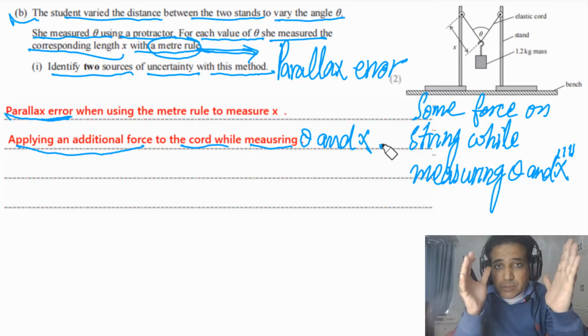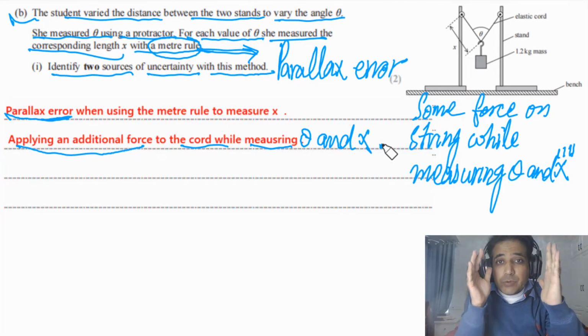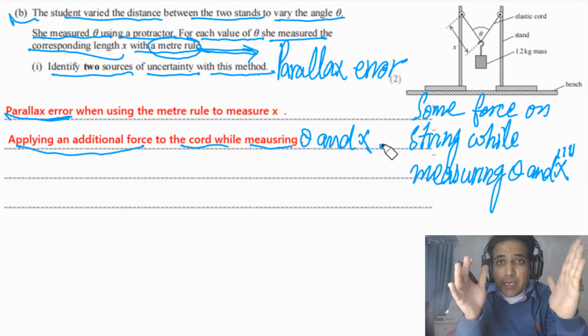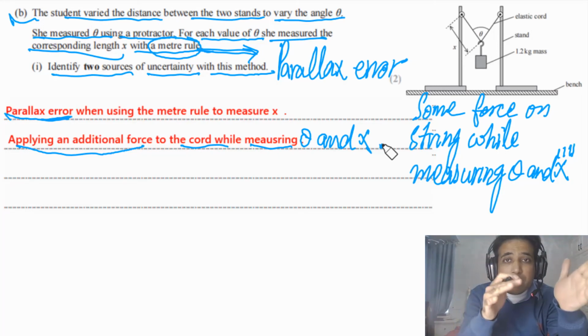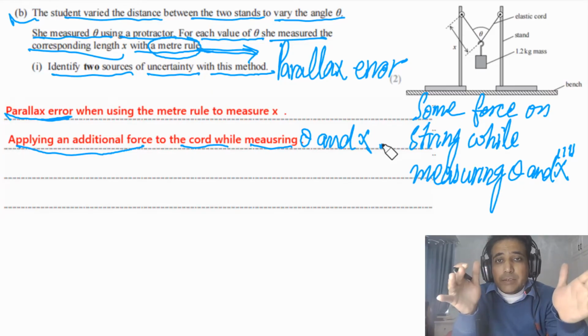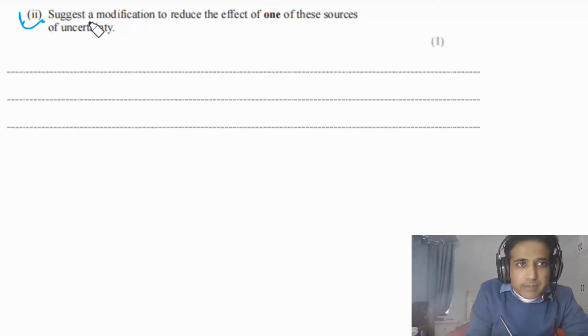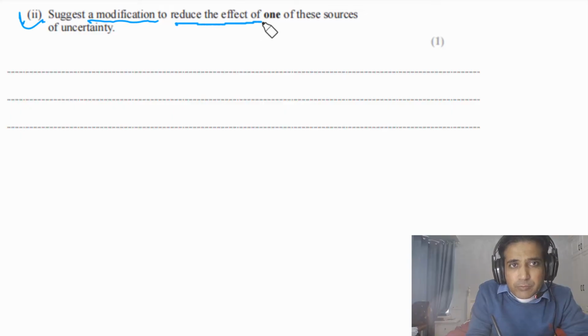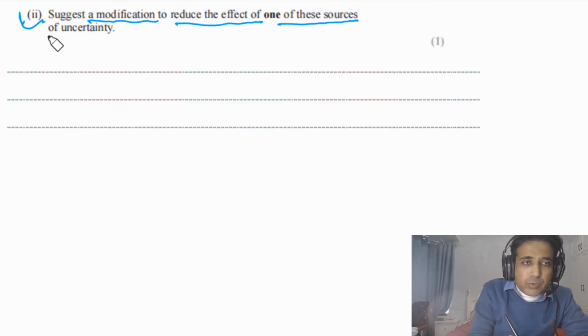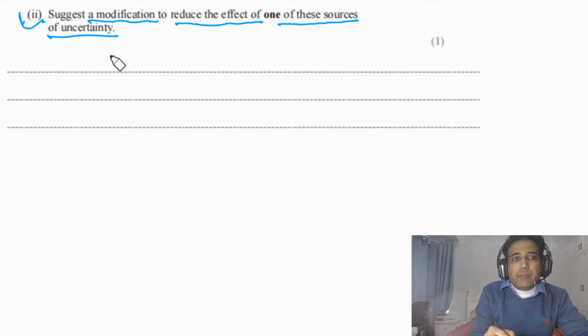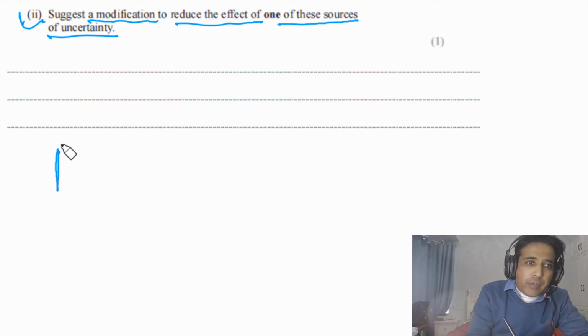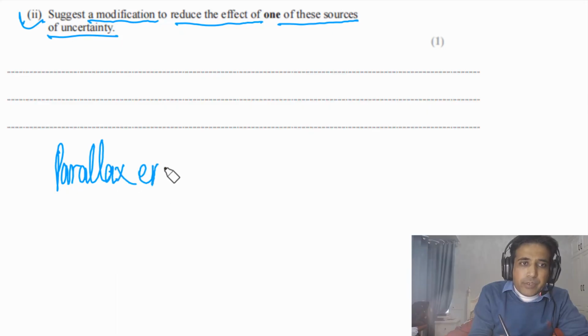So the best way to answer this type of problem is, when you see the figure, imagine that you are doing this experiment by yourself in a real situation. Then you will be able to find the reasons or the sources of uncertainties. The second part says, suggest a modification to reduce the effect of one of these sources of uncertainty. First of all, we have talked about parallax error. So how can we minimize parallax error?